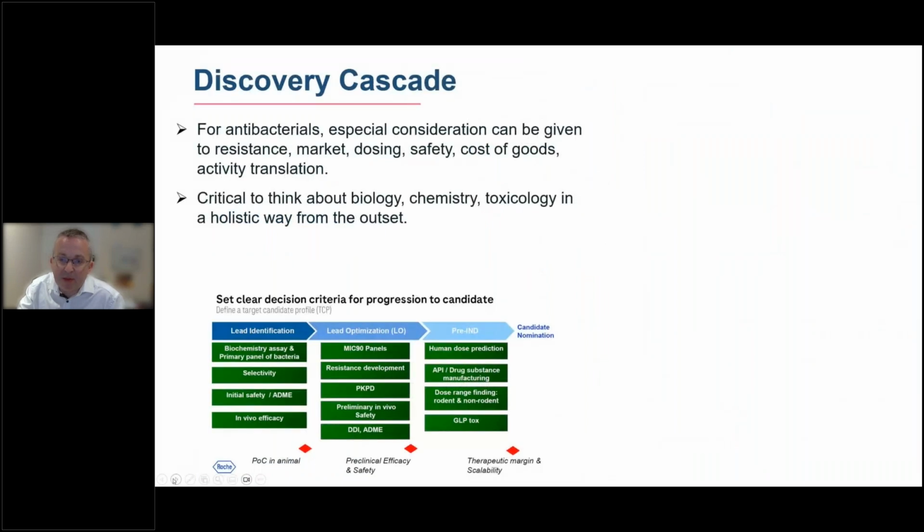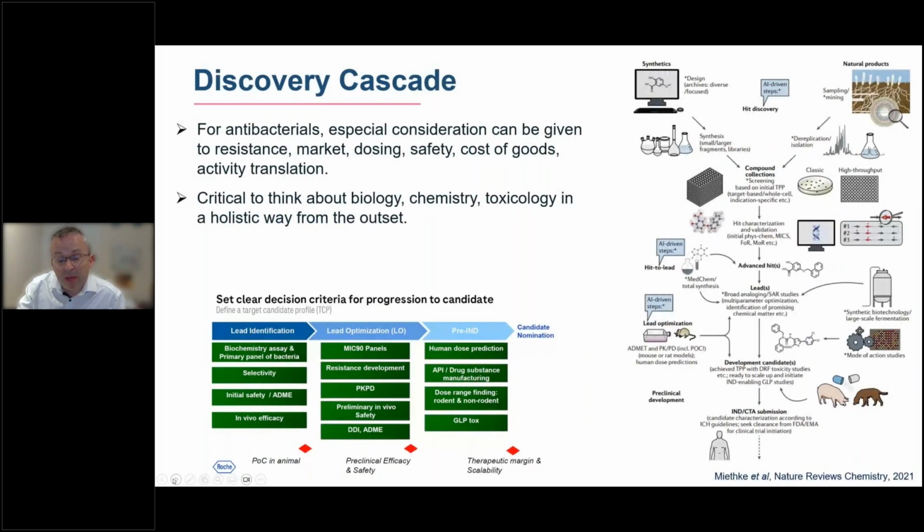The discovery cascade has been well described for all projects across disease areas, and for antibacterials specifically, consideration could be given to resistance, to make sure you're screening against the appropriate resistant pathogens from an early stage. Also consider that antibacterials are usually dosed higher than agents in other disease areas, and they demand a high safety window because of the safety of existing agents on the market. Cost of goods is usually kept quite low, so the complexity of your chemistry should be kept in mind, especially if you hope to eventually achieve a global marketplace for your new agent.